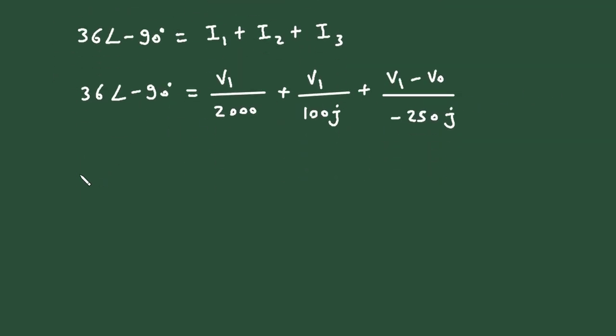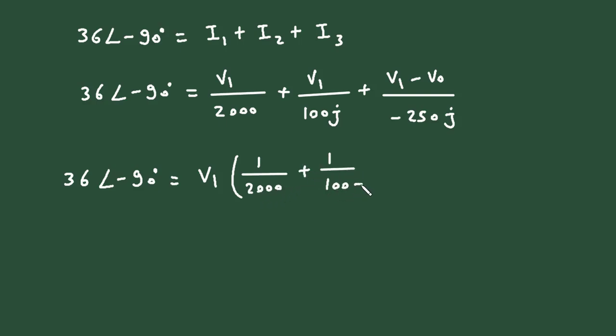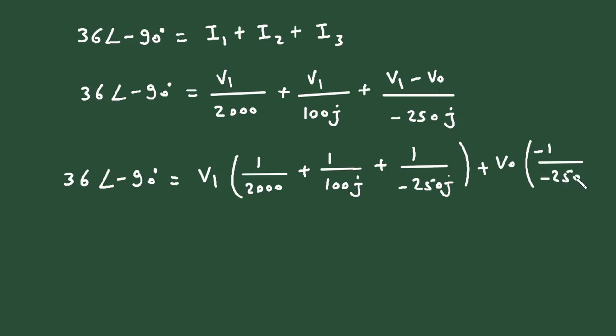Now let's simplify this. So it will be 36 at an angle minus 90 degree is equal to, we can take this V1 common. So V1 in bracket 1 upon 2000 plus 1 upon 100J, then plus 1 upon minus 250J. Bracket close, then plus VO in bracket minus 1 upon minus 250J.